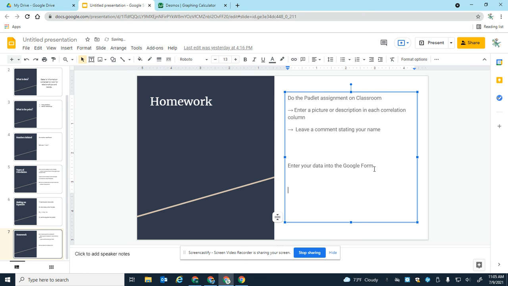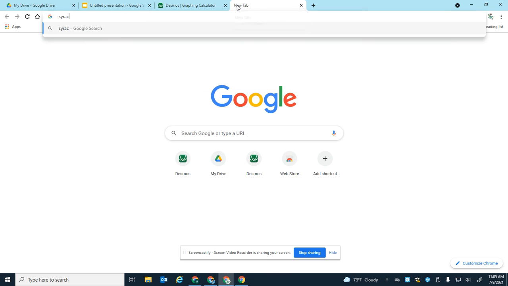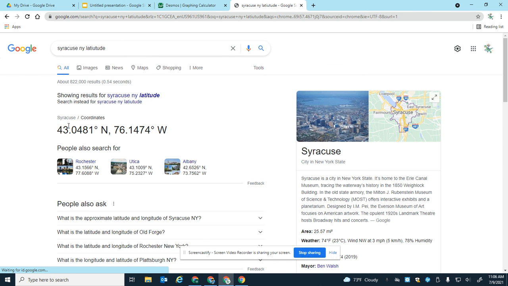So you have one more thing of homework. Let's see what it tells us. If you were to Google something like Syracuse, New York, latitude, I'll spell it wrong so I know Google can figure it out. We're at 43. We are 43 degrees above the equator. So that's kind of nice.